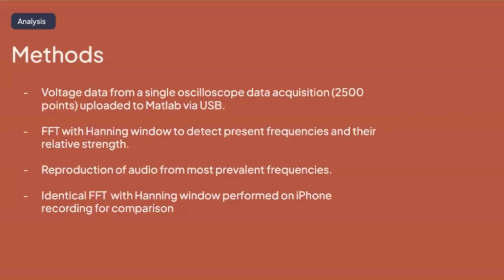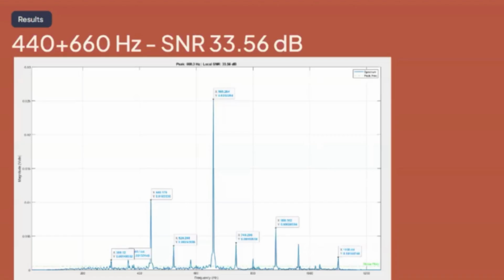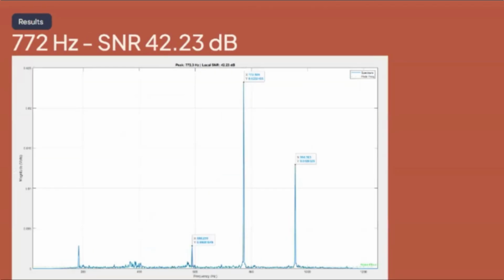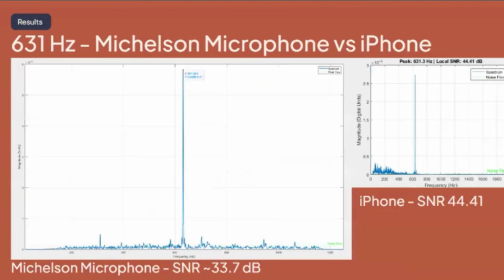So for our methods, we got the data off the oscilloscope, performed a fast Fourier transform with a Hanning window on it, and reproduced the audio from the most prevalent frequencies. Similar analysis on the iPhone for comparison. We had 440 plus 660 hertz for this one, 348 hertz, 772 hertz, 3000 hertz, and 631 hertz, which we also compared to the iPhone microphone.